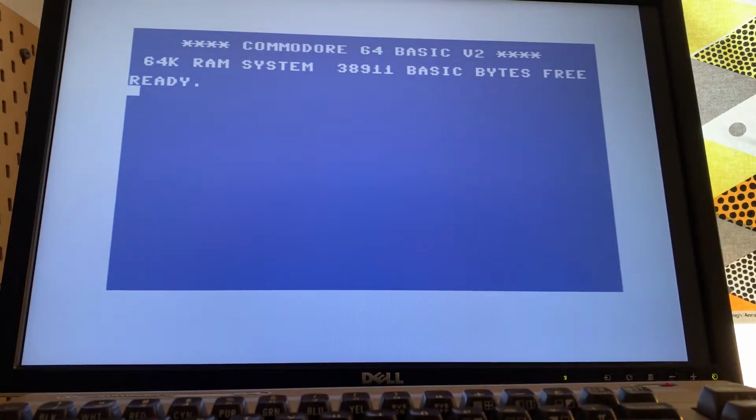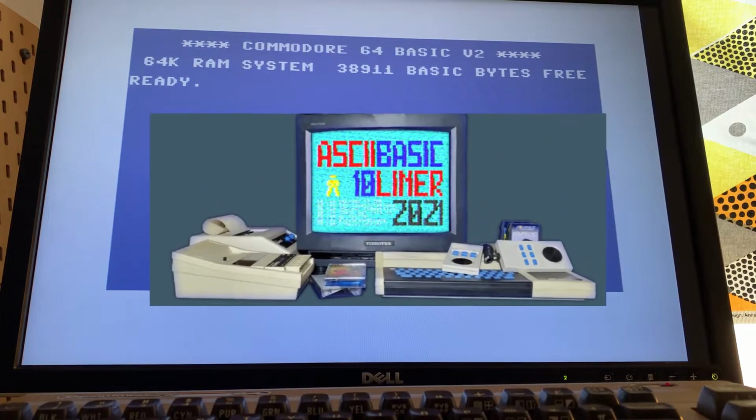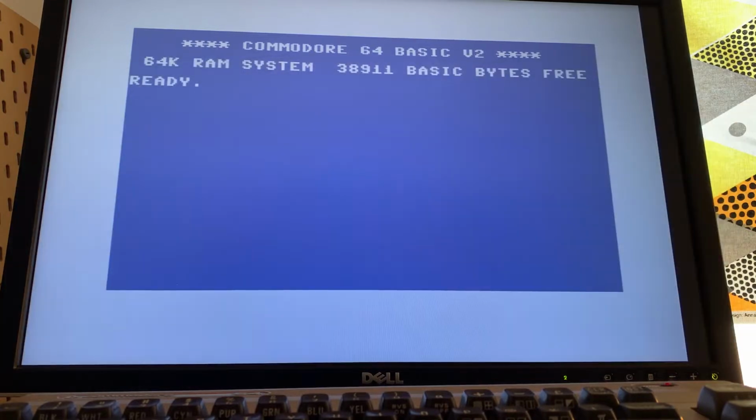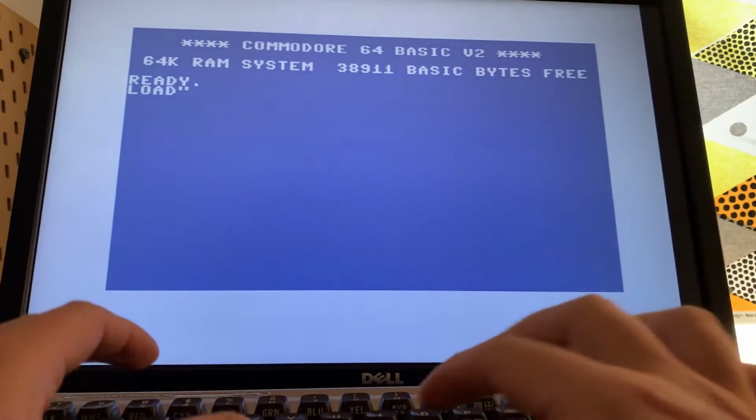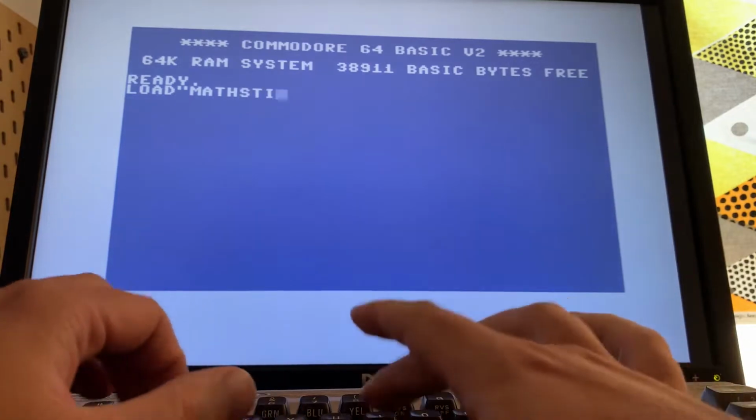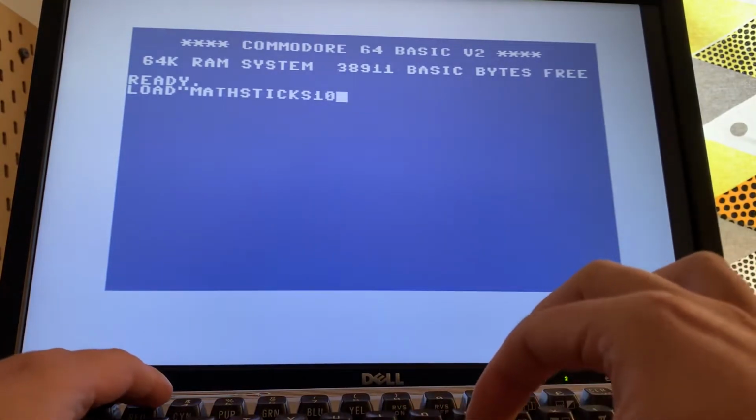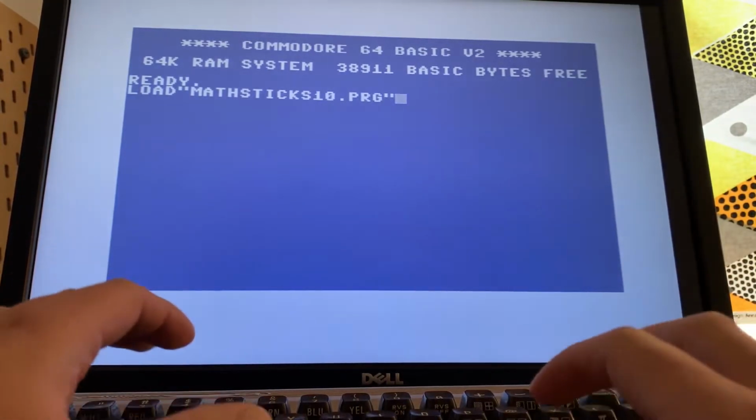Hello everyone. Today I wanted to show you a game I wrote for the ASCII BASIC game 10-liner competition in 2021. It's called Mathsticks. Mathsticks, it's a puzzle game. It's actually called Mathsticks 10 because it's a 10-liner.